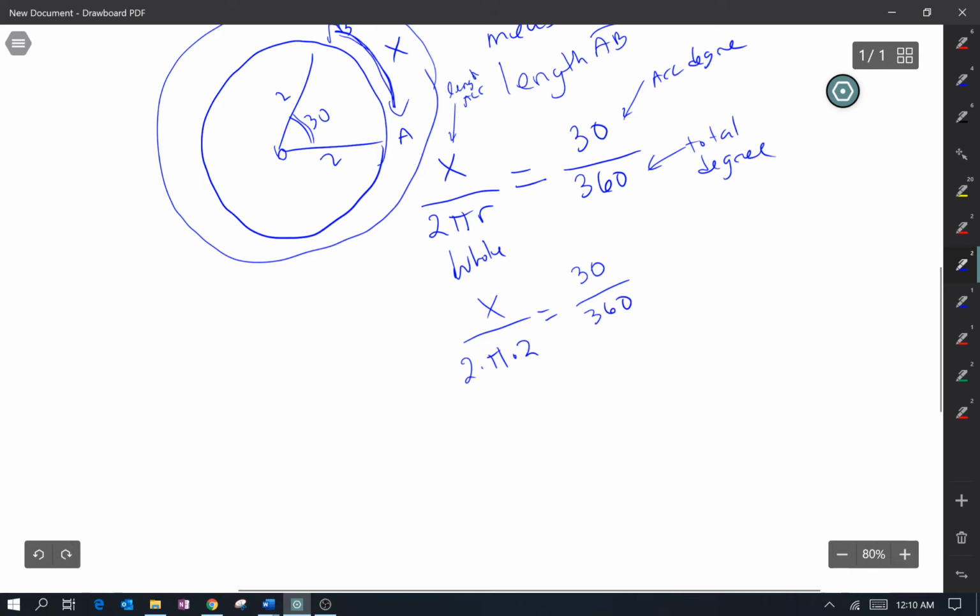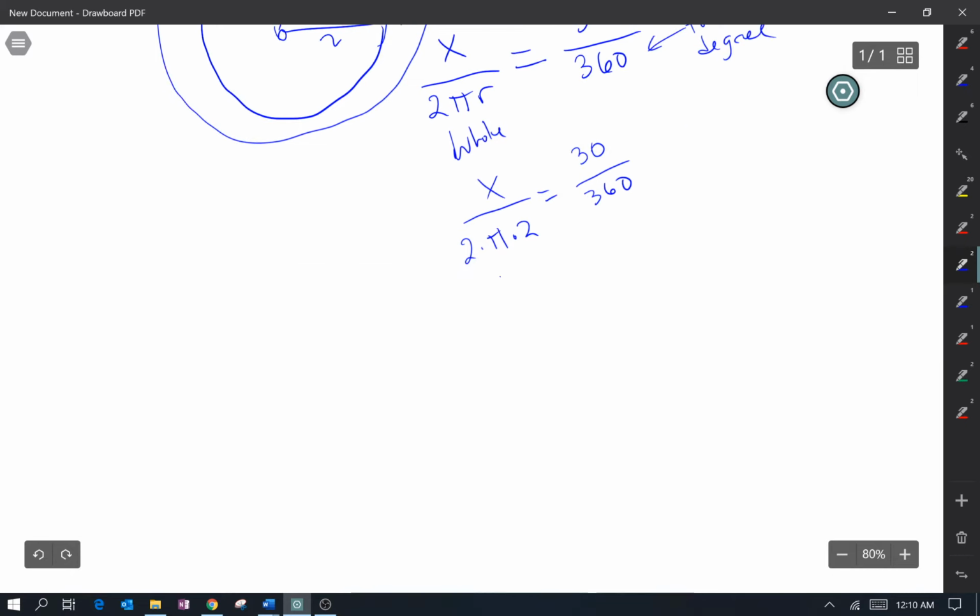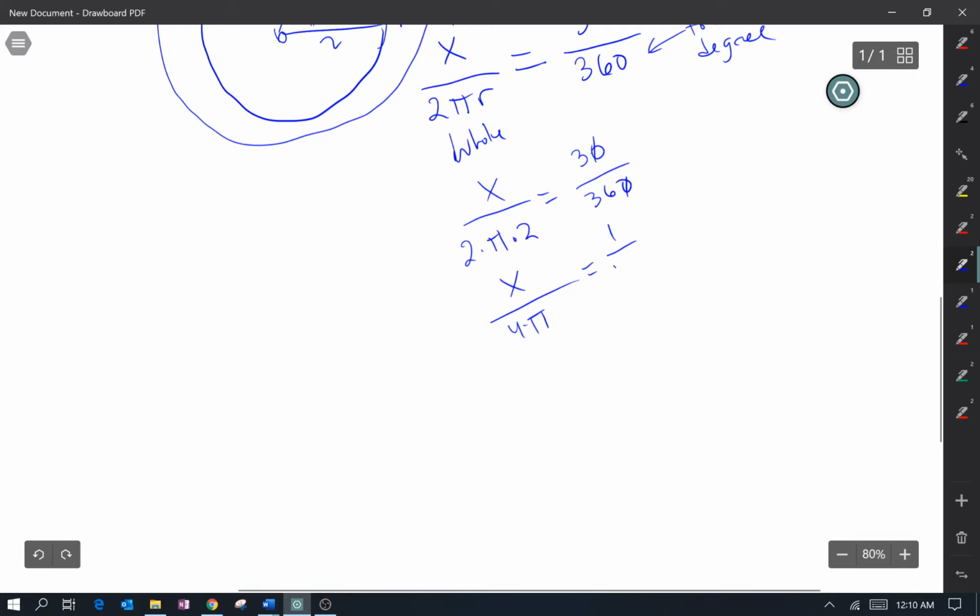So what is that? That's x over 4 pi is proportional to 30 over 360. I would simplify that, right? 3 to 1/12, right? 1/12. And then what I would do is I would cross multiply. So 12x equals 4 pi. Divide by 12, divide by 12. X is equal to pi over 3.